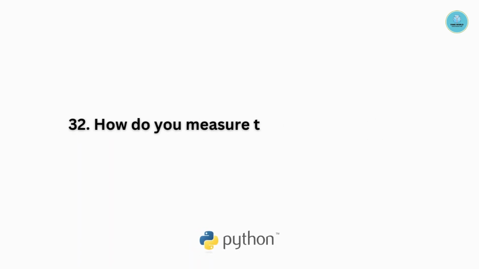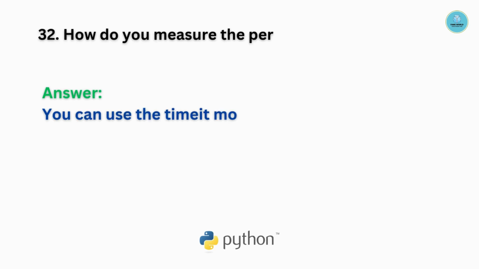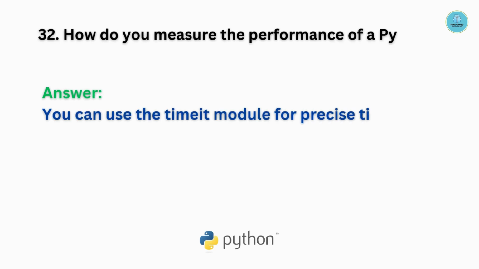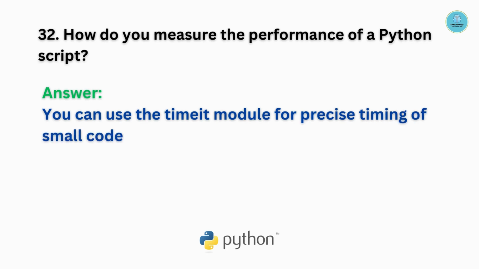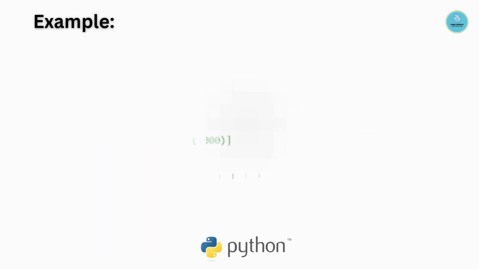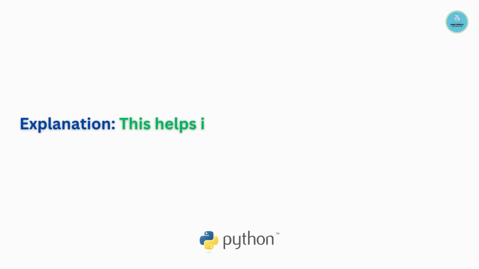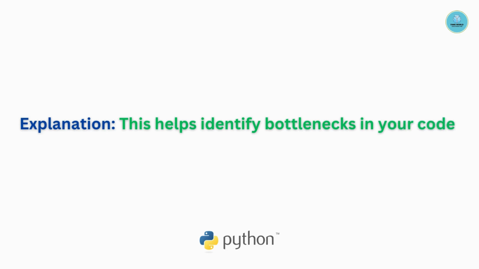Question number 32. How do you measure the performance of a Python script? You can use the timeit module for precise timing of small code snippets or profiling tools like cProfile for an entire script. Example with timeit is as follows. This helps identify bottlenecks in your code.